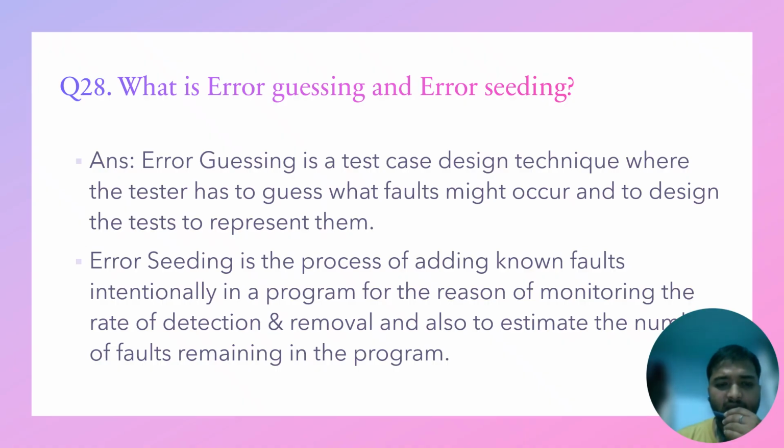What is error guessing and error seeding? Error guessing is a test case design technique where the tester guesses what faults might occur and designs the tests to represent them. Error seeding is a process of adding known faults intentionally in a program for the purpose of monitoring the rate of detection and removal, and also estimating the number of faults remaining in a program.